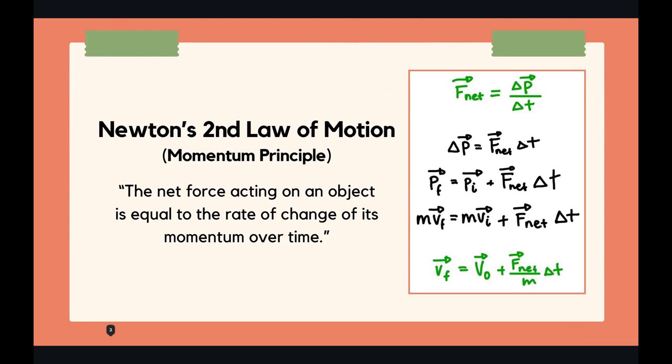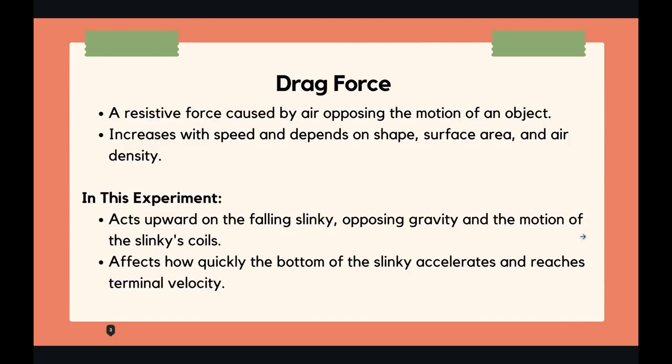Then the drag force is a resistive force caused by the air opposing the motion of an object. It increases with speed and depends on shape, surface area, and air density. In this experiment, it acts upward on the falling slinky, opposing gravity and the motion of the slinky coils, and it affects how quickly the bottom of the slinky accelerates and reaches the terminal velocity. Now that we understand this, let's see our procedure.